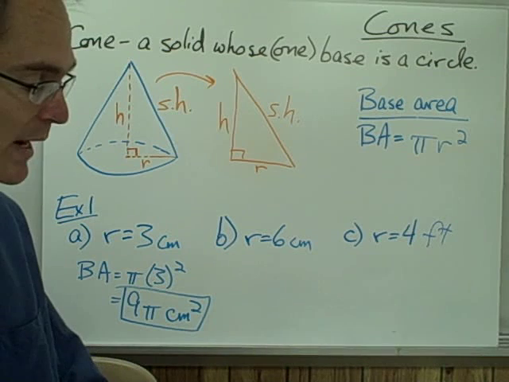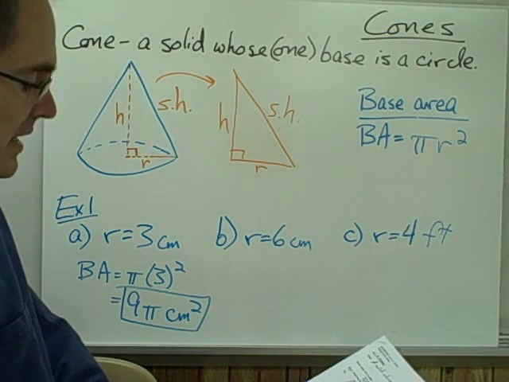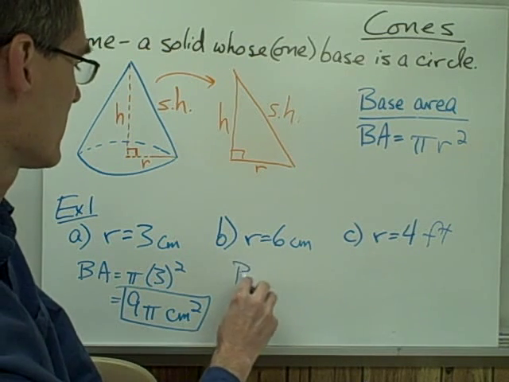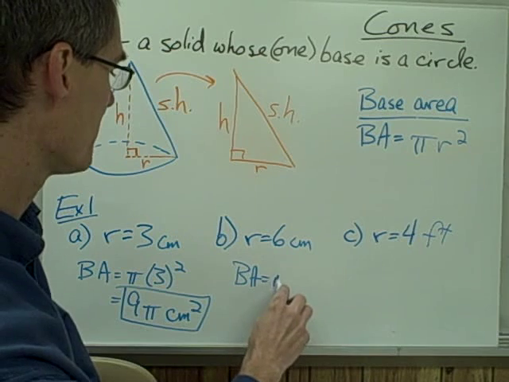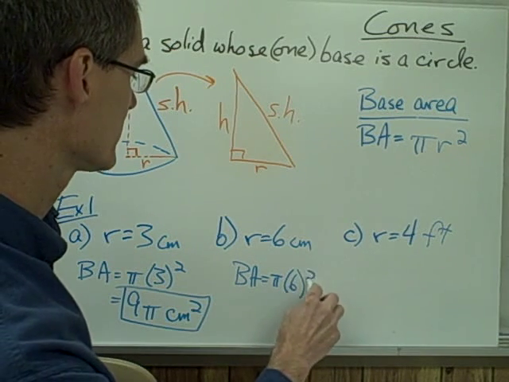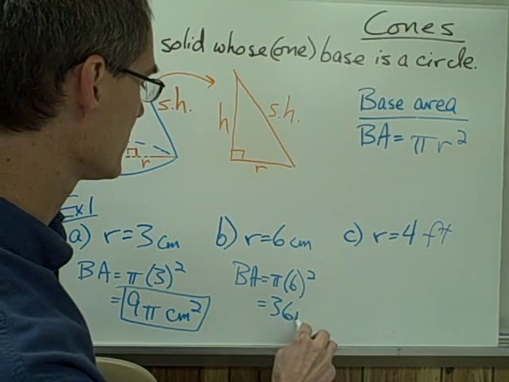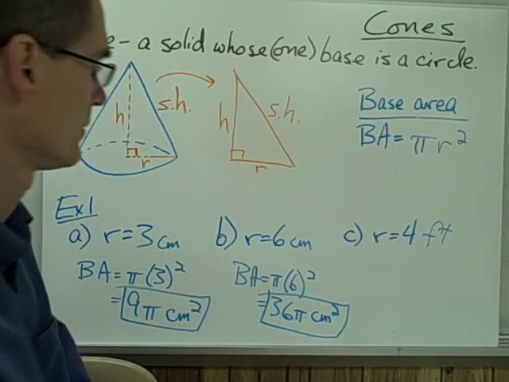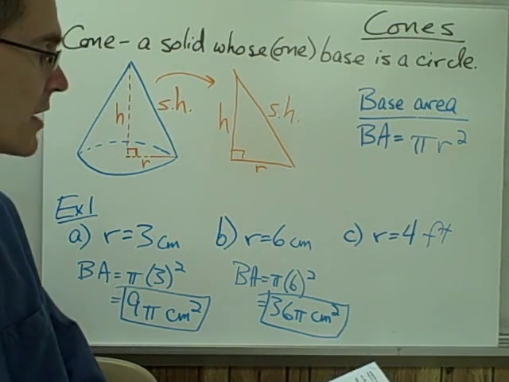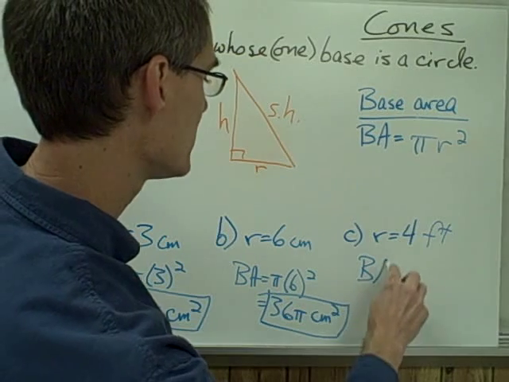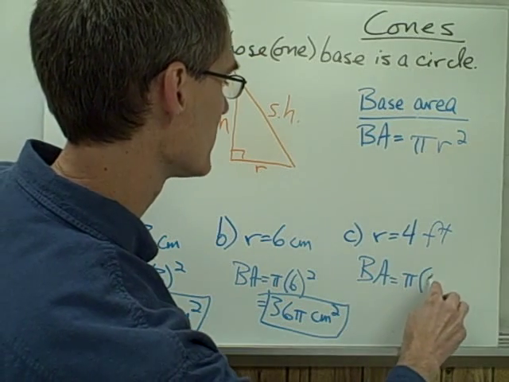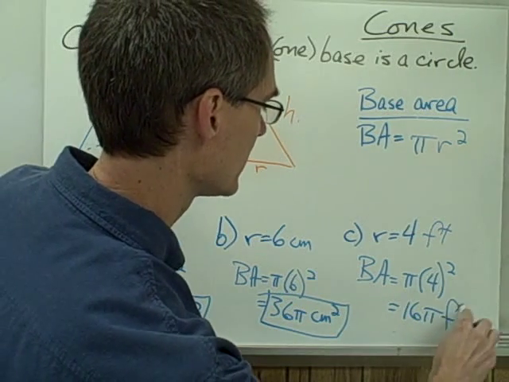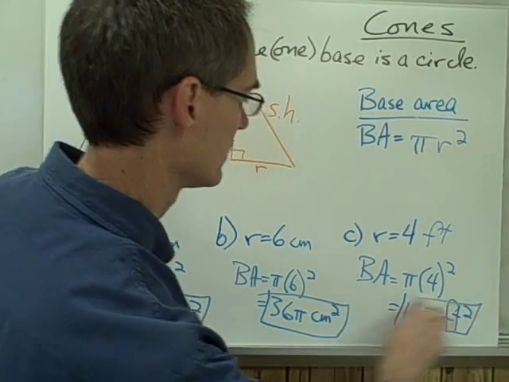Example B, I'm not actually given the radius, I'm given the diameter of my base. My diameter is 12 centimeters. Well, if my diameter is 12, my radius must be 6. So again, base area is pi times radius squared. So that's 36 pi square centimeters. And my last one, I have a radius of 4 feet. So my base area is pi times radius squared, 16 pi square feet.